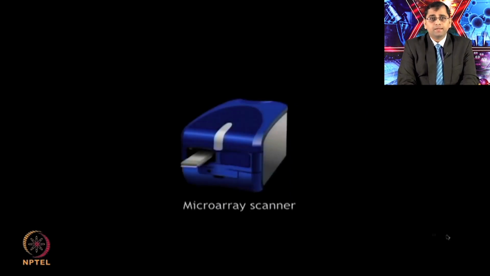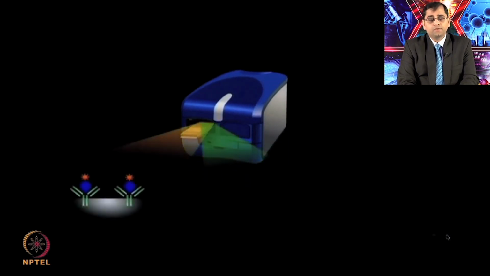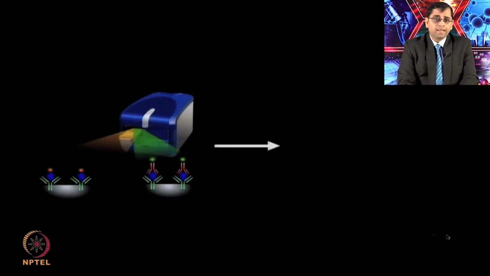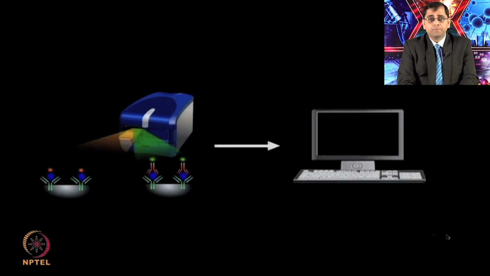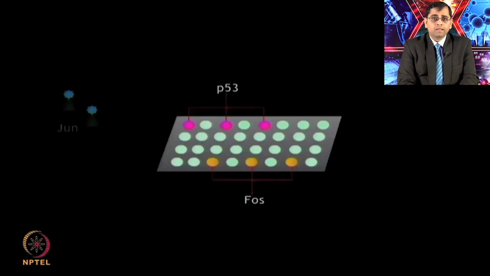The protein microarray is then scanned in a microarray scanner that allows detection of the fluorescently labeled proteins or antibodies. The output from this scanner is then received by an appropriate software on which the data can be analyzed. Certain well characterized proteins can be printed on the arrays as shown in the animation.